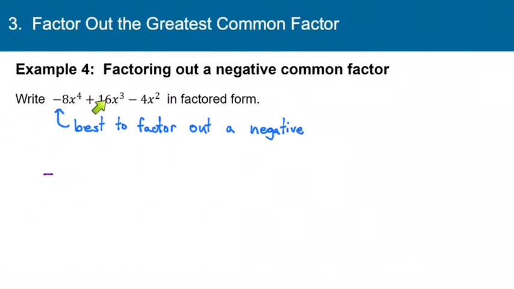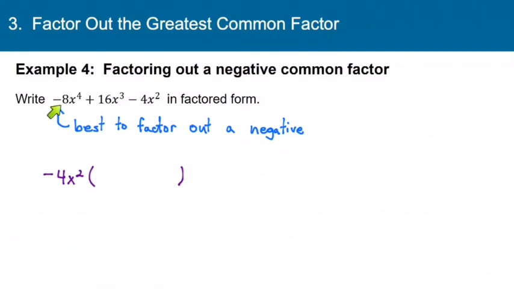If you look at 8 and 16 and 4, the largest number that goes into all three of these numbers is 4. And now let's look at the variables. Here we have x to the fourth, x to the third, and x to the second. So x is common to each term, and we'll need to include x to the second in our GCF. Now notice that our expression has three terms, so we're going to need a pair of parentheses large enough to hold three terms. And let's start building our first term.